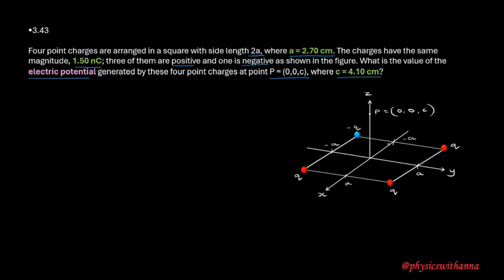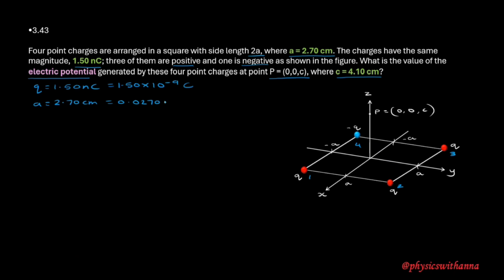So here in this question, you have four point charges placed at each corner of a square, and the magnitude of charge on each of them is Q equals 1.50 nanocoulomb, which is 1.50 times 10 to the power negative 9 coulomb. Three of these charges are positive, and I will call them charge 1, 2, and 3. And the fourth charge is negative.